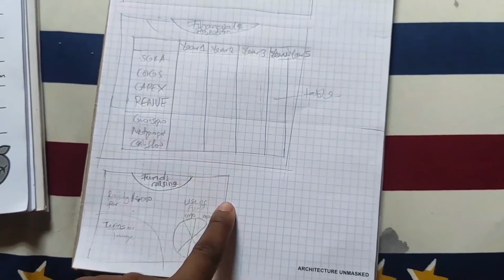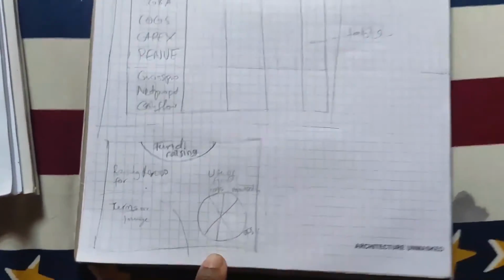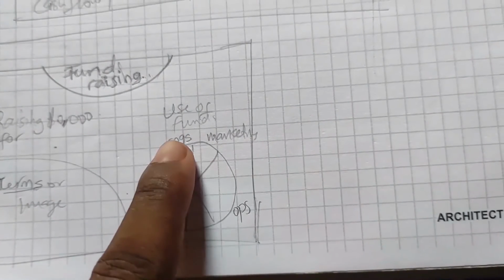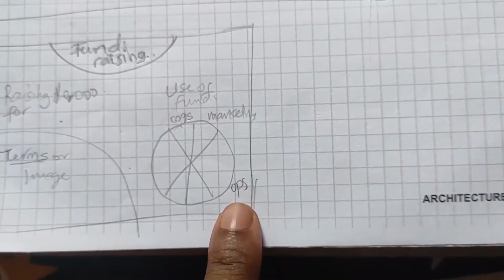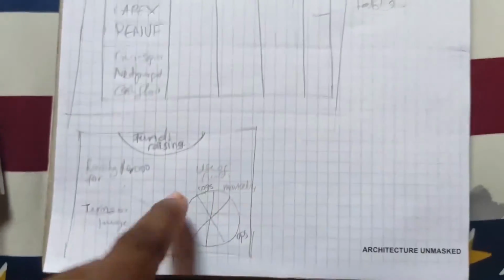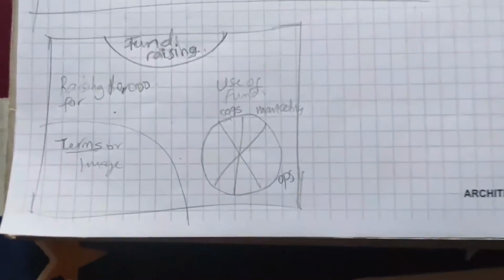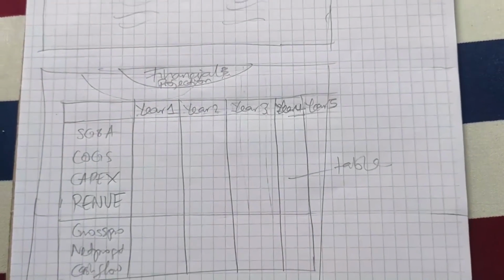And then here is use of funds. How do we plan to use the funds that we raise? So this is like a pie chart just stating COGS, cost of goods sold, marketing, ops, operations, like that. So that's basically it. I hope my sketch was clear, sha.